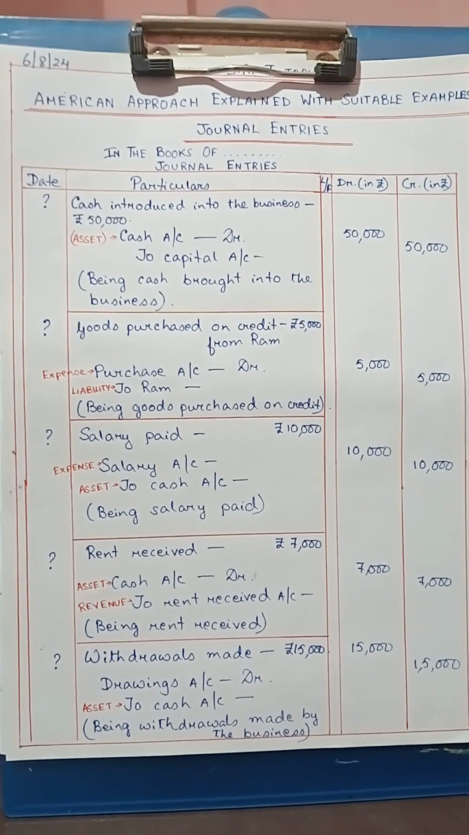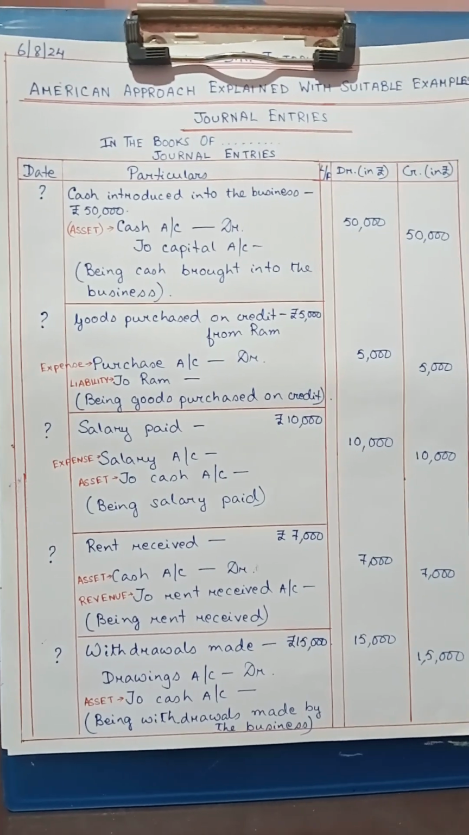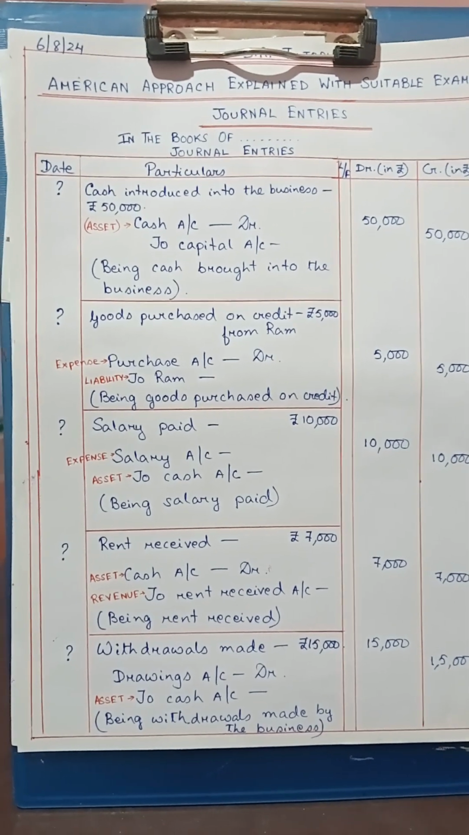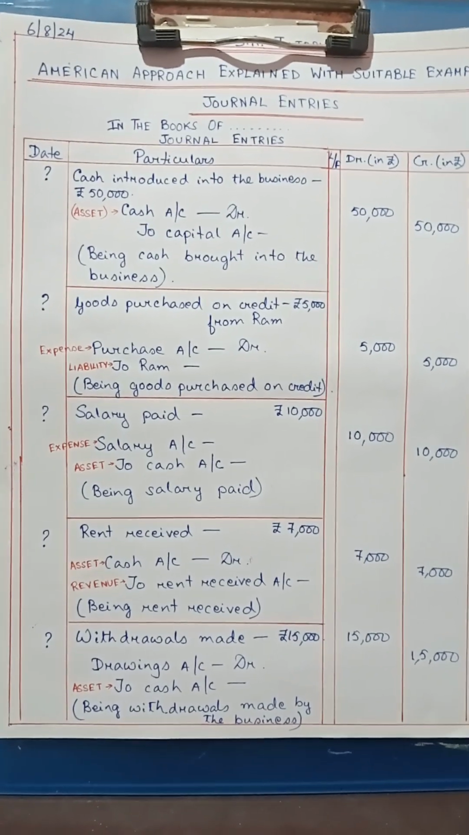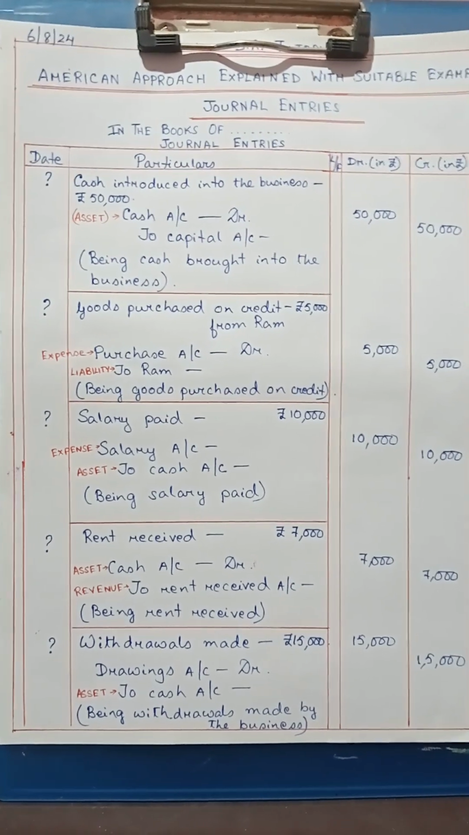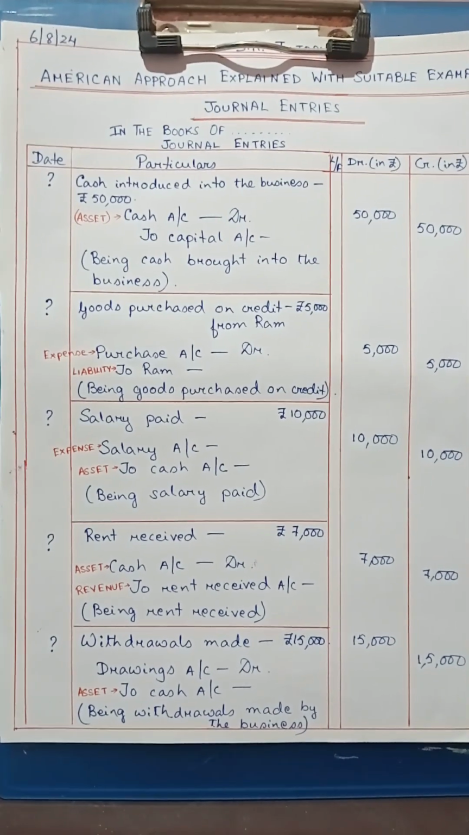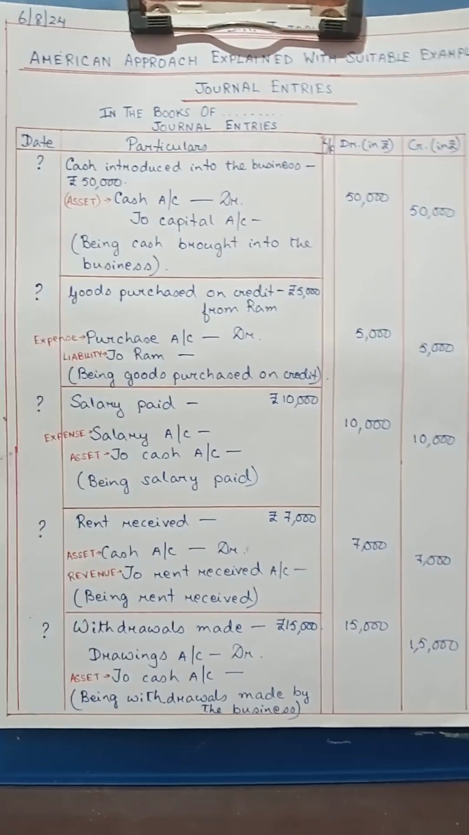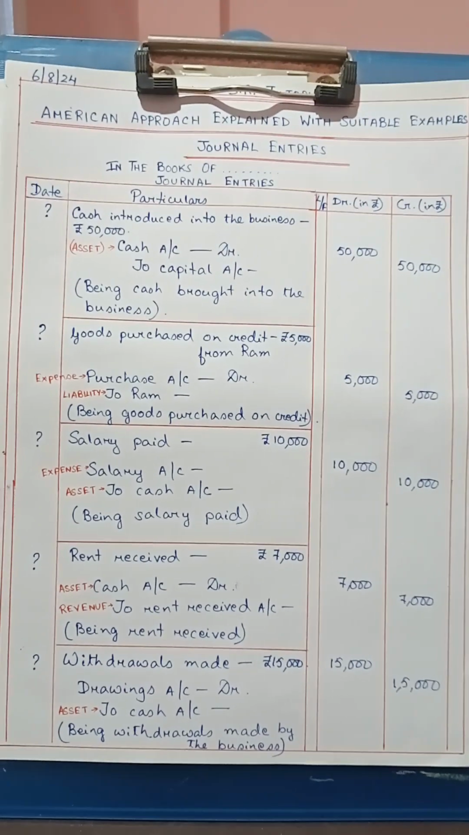If an asset increases, it should be debited. If it decreases, it should be credited. If liability increases, it should be credited, and if it decreases, it should be debited. Expenses, if they increase, should be debited. If they decrease, they should be credited. Then revenue, if it increases, it should be credited, and if it decreases, it should be debited. Then drawings, if they increase, should be debited. If they decrease, they should be credited. This was the rule for the American approach.